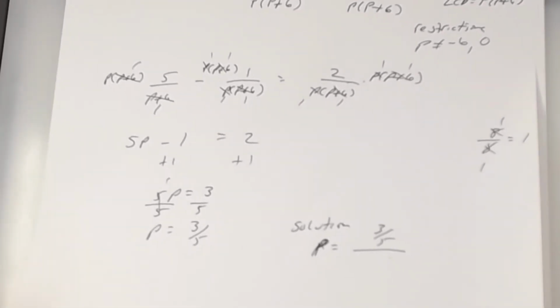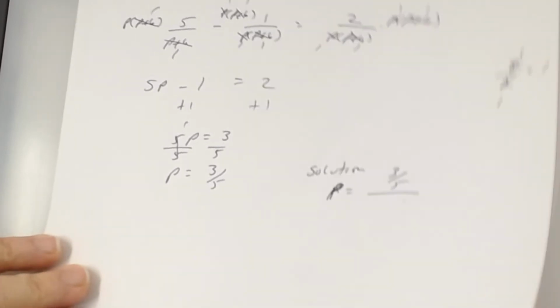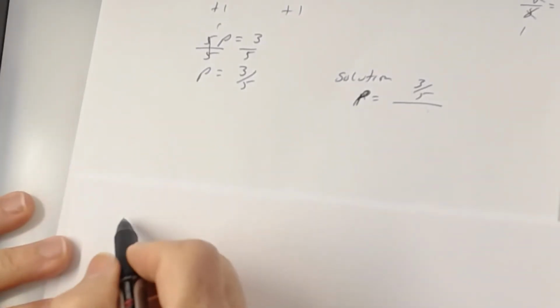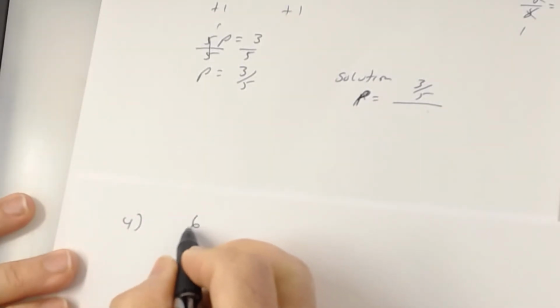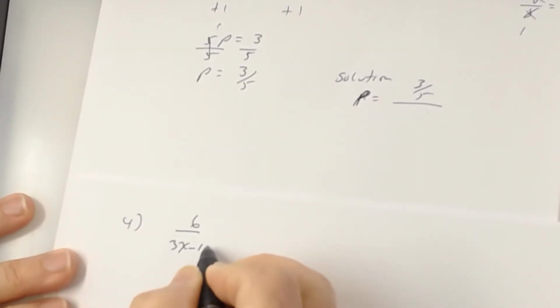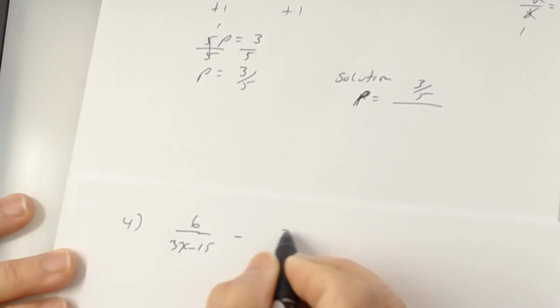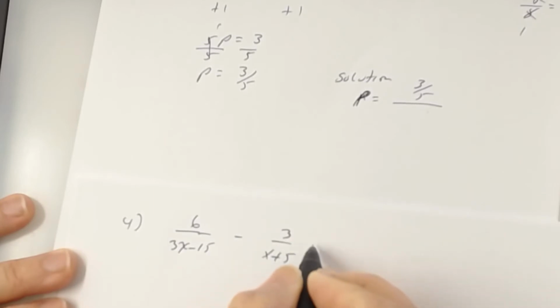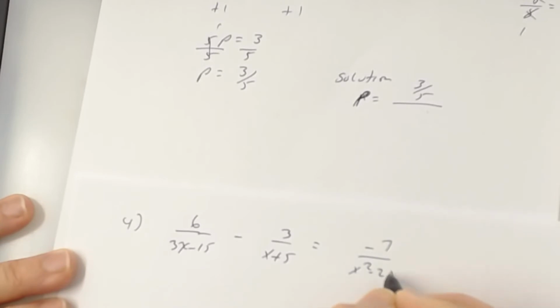Okay, let's do one more. Number 4. All right, number 4. Suppose we had 6 divided by 3x minus 15, minus 3 divided by x plus 5, equal negative 7 divided by x squared minus 25.